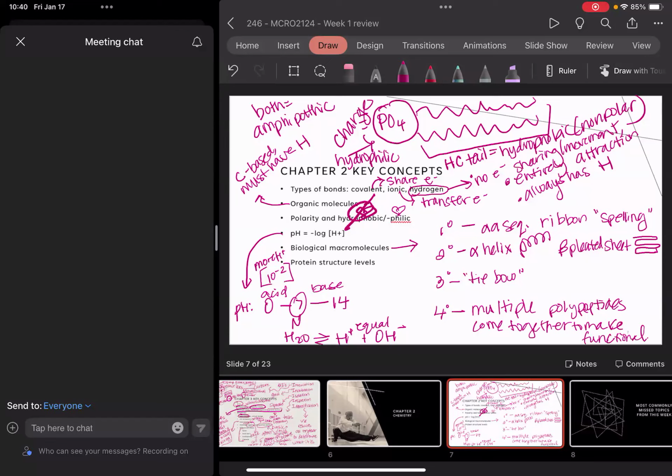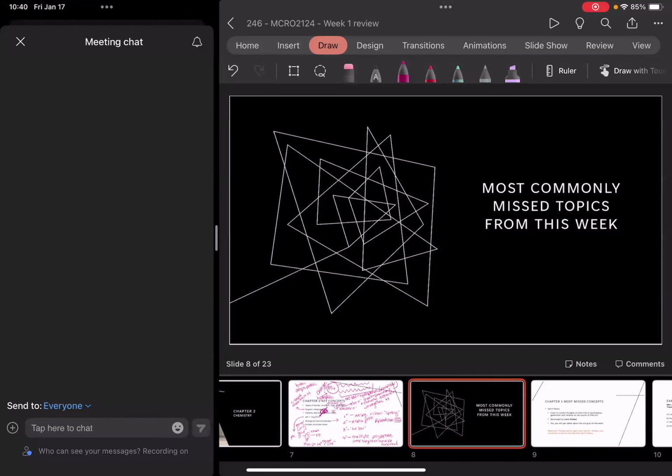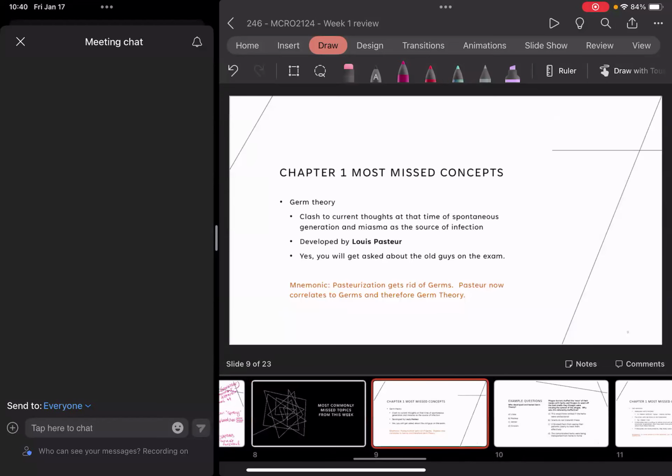All right, so that's the idea. So we've gone over the bigger concepts that were involved in the chapters that we learned. So now let's go over our most commonly missed topics. For chapter 1, first we have germ theory.